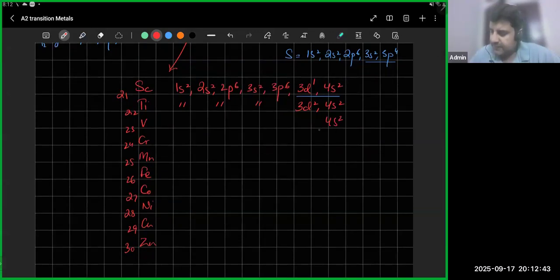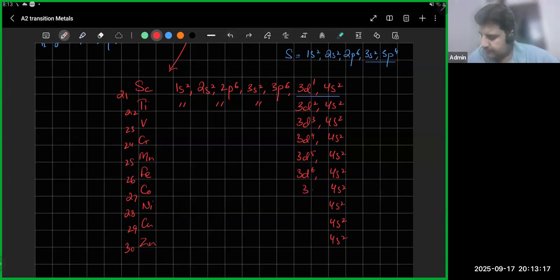Now, every time what happens is that the rest is the same. It's always going to be 4s2. And remember, the D has a total of 10 electrons. So every time, the outer shell remains exactly the same for all of them. It's the D that continues to fill up. So it's going to be 3d4, then 3d5. There are going to be two exceptions. We're going to talk about them. 3d6. Then it's 3d7. After that, it's 3d8. Then 3d9.